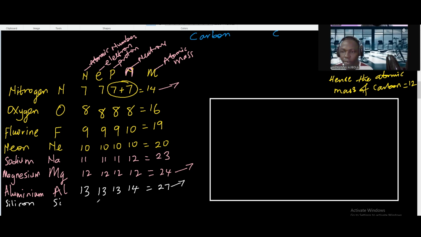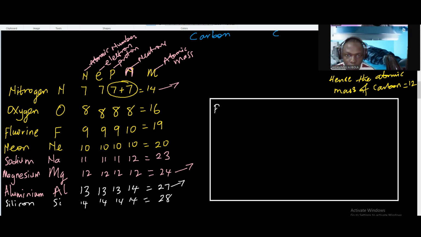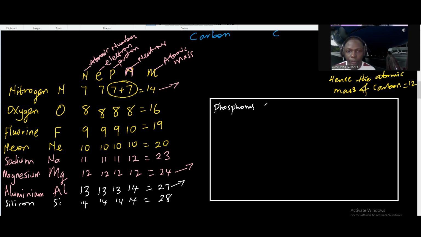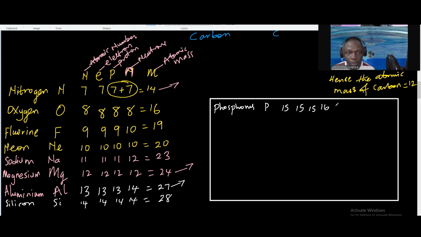Silicon, Si. So this is going to be 14, 14, 14. And in silicon, there are 14 neutrons also. This is going to be 28. Then the next one is phosphorus, represented as P. The atomic number is 15, the number of electrons is 15, number of protons is 15, but the number of neutrons is 16. That will be 31 for the atomic mass.